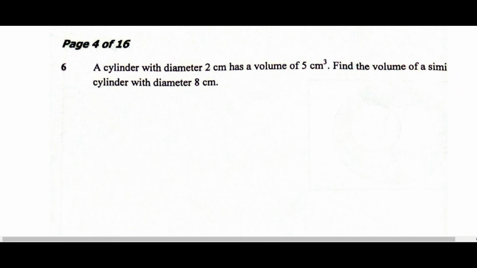Okay, now we move on to question 6. A cylinder with diameter 2 centimeters has a volume of 5 cubic centimeters. Find the volume of a similar cylinder with diameter 8 centimeters. So here we have two cylinders. We have a smaller cylinder, then we have also a large cylinder. So this is the first step that we are going to do.